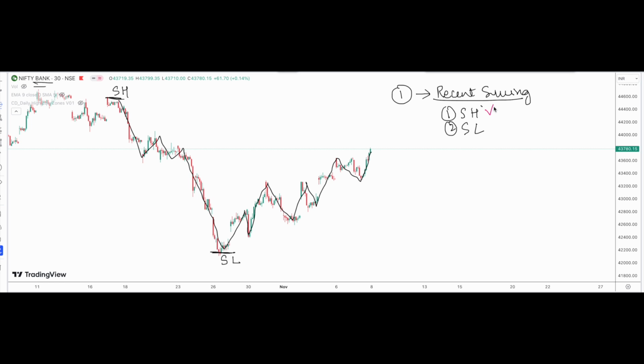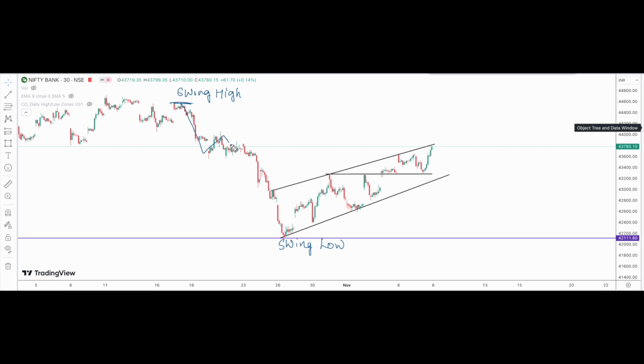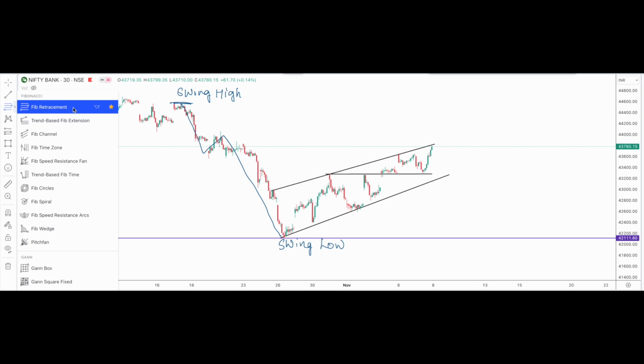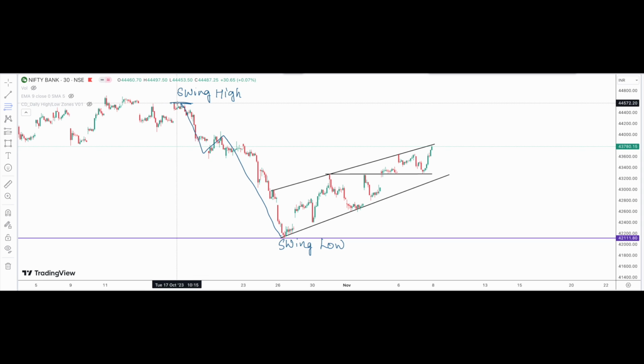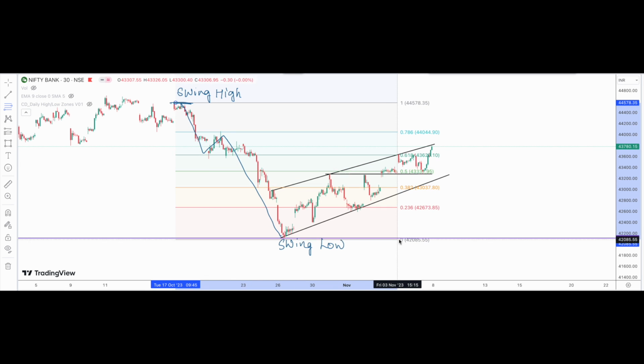Now the main reason why I try to identify the swing high and swing low is because I want to draw the Fibonacci tool on the chart. Now, if you have been following me regularly, you will notice that many times I keep using the Fibonacci tool. I made 1 or 2 videos explaining the importance of Fibonacci. Here, I will simply show you how to plot the Fibonacci tool. When market is in downtrend, we will go here, choose the Fibonacci extension tool. From swing high to swing low, we will draw the Fibonacci levels.